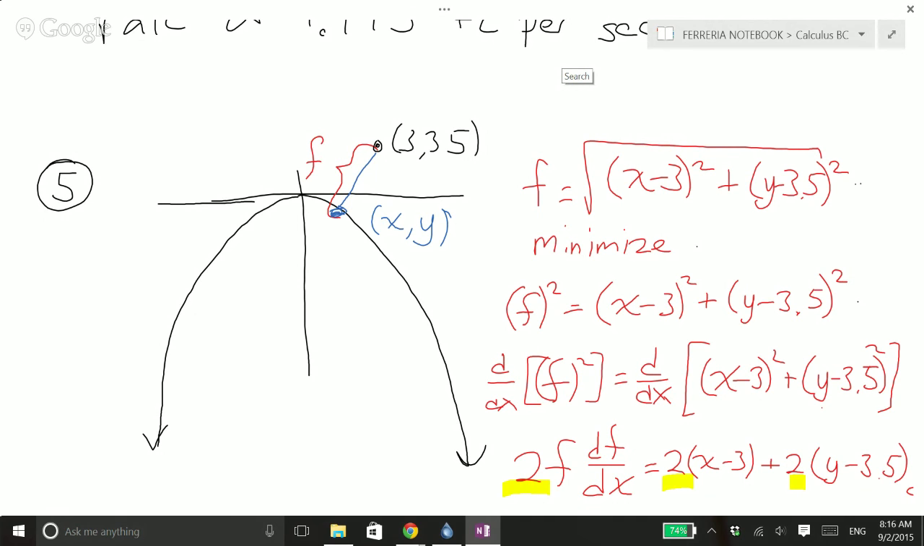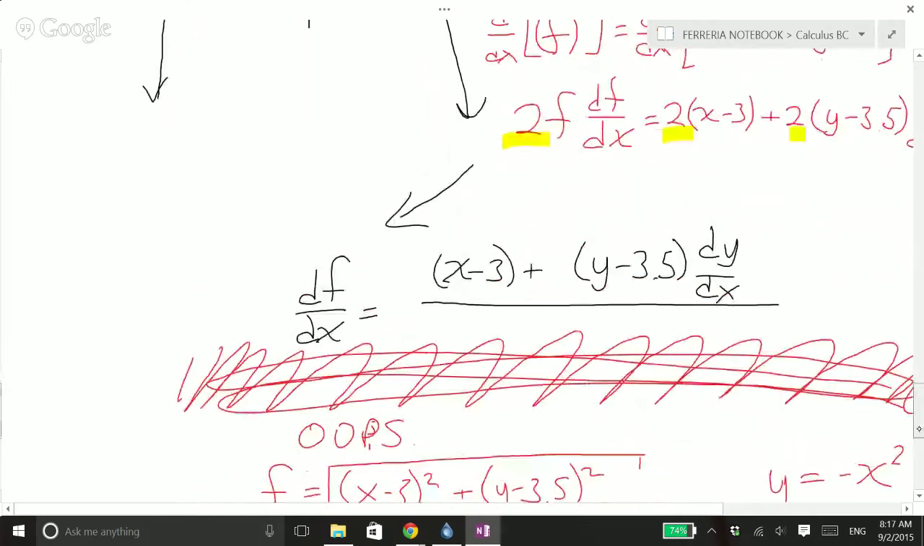So just to give you that indication that the chain rule may not always be the best way to go. Sometimes you want to not solve for the variable you're finding a derivative for. Okay, so f squared equals (x minus 3) squared plus (y minus 3.5) squared.